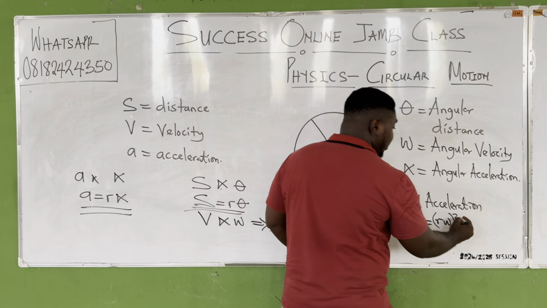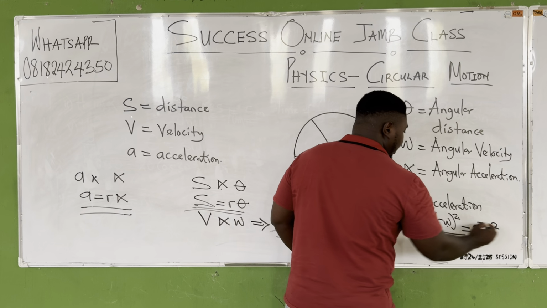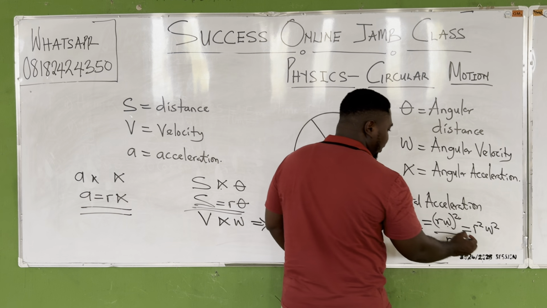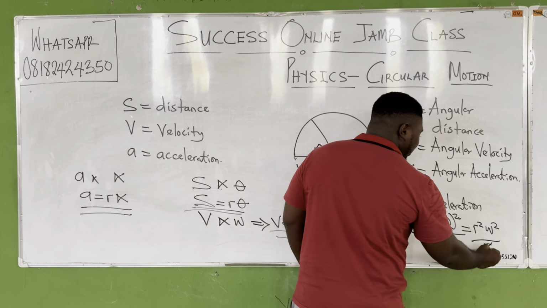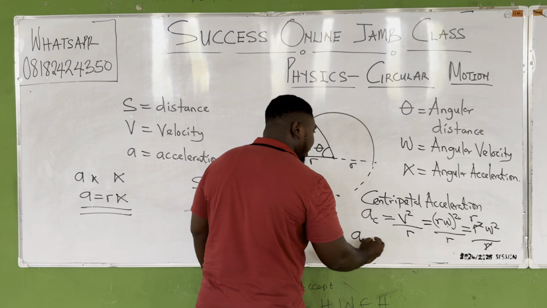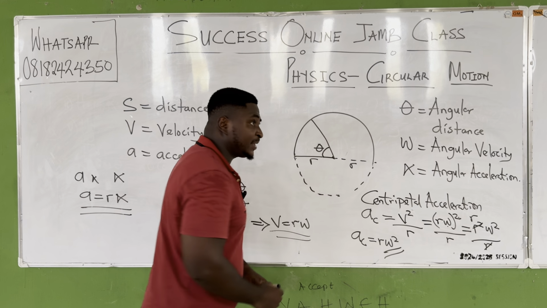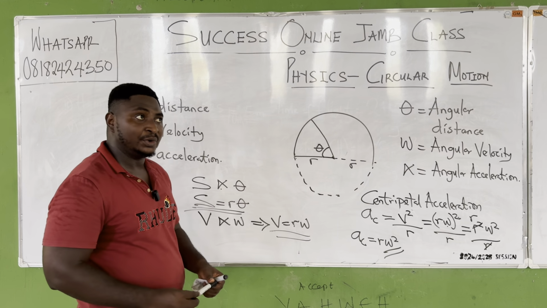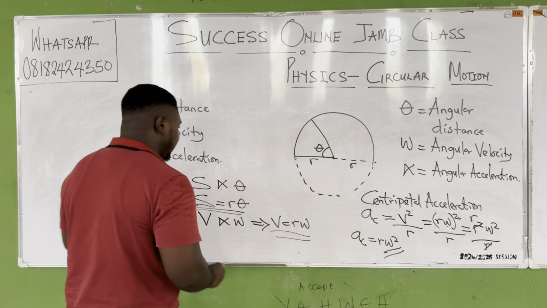Now the square affects both r and w, so we're going to have r square, w square, all over r. So that when r cancels one r here, we'll be left with one r. And our centripetal acceleration now becomes r w square.